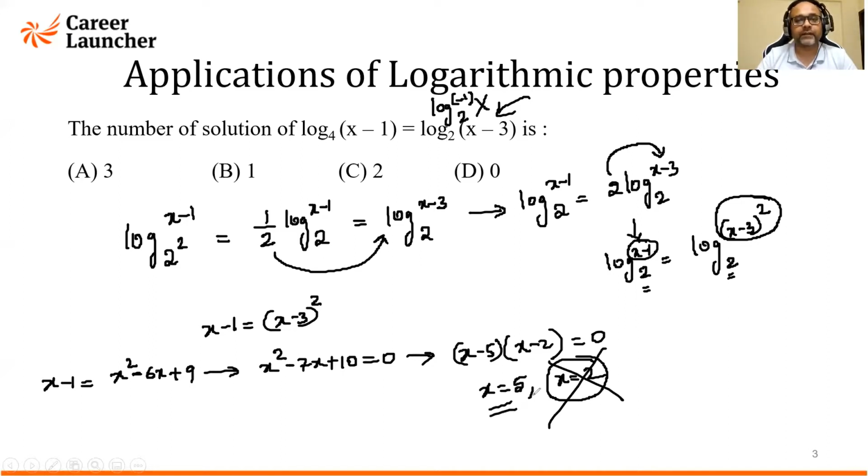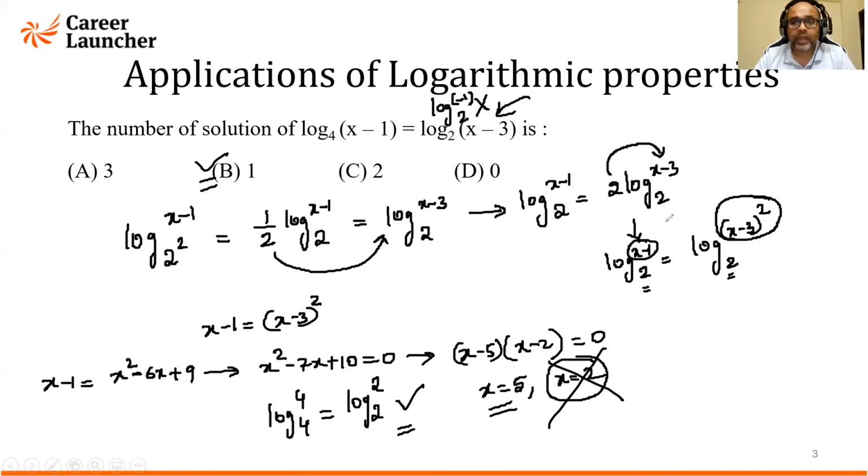Similarly, check for 5. When you put x equal to 5 on the left hand side, it will become log of 4 base 4 is equal to, on the right hand side, log of 2 base 2, and this is correct. This is valid. So you got only one correct answer for x. So the answer is option B. Now you need to ask, or you need to understand, why is this happening? Why am I getting two answers out of which one is rejected?